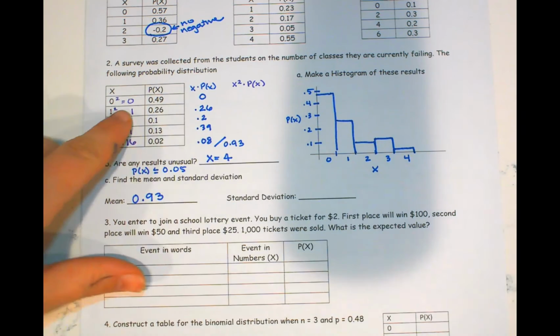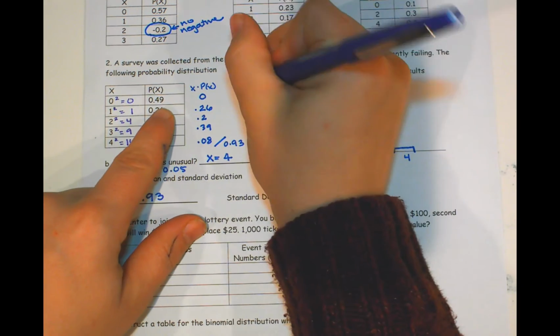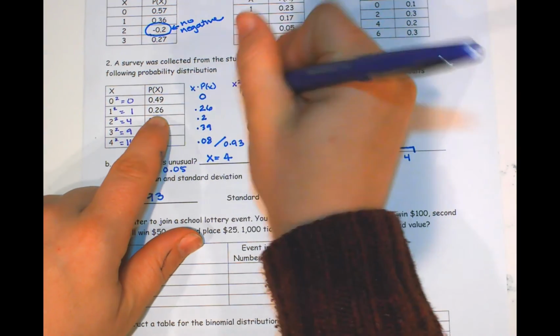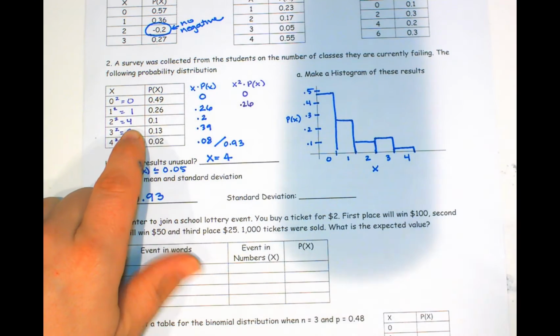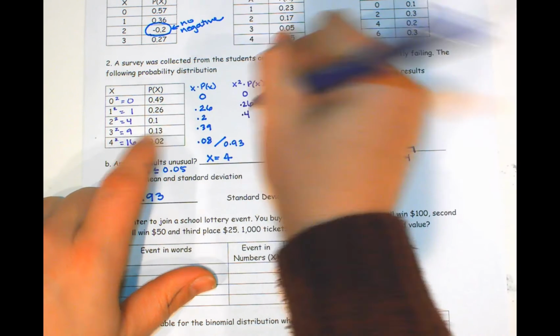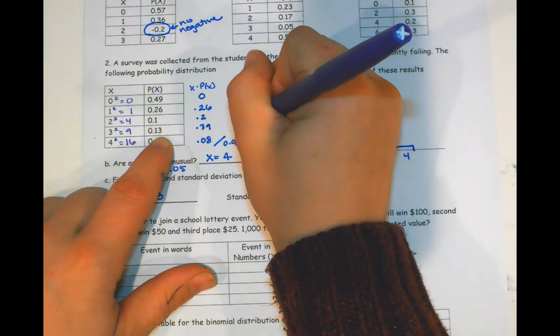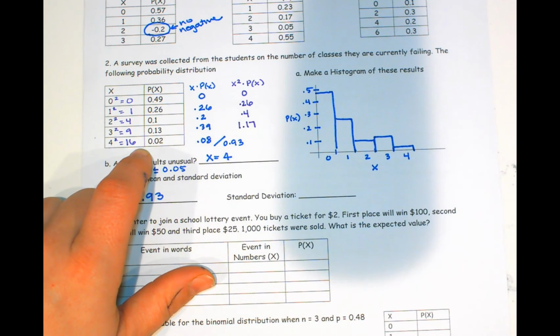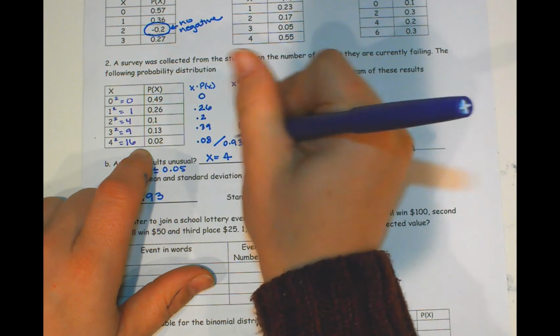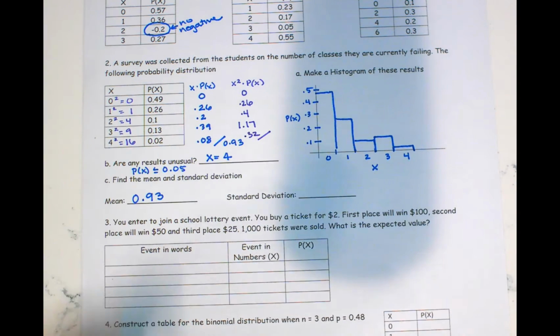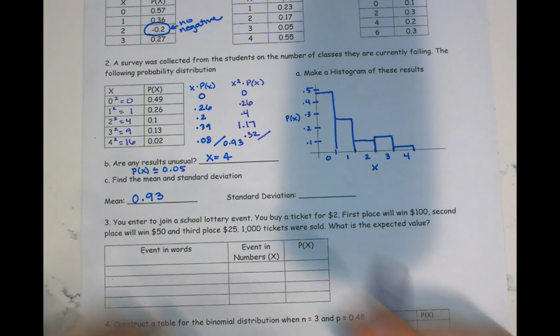So I'm going to multiply. 0 times 0.49 is just 0. 1 times 0.26 is 0.26. 4 times 0.1 is 0.4. 9 times 0.13 would give me 1.17. And 16 times 0.02 would give me 0.32. So now I'm going to take all of those values and add them up. So 0.26 plus 0.4 plus 1.17 plus 0.32, and I get 2.15.